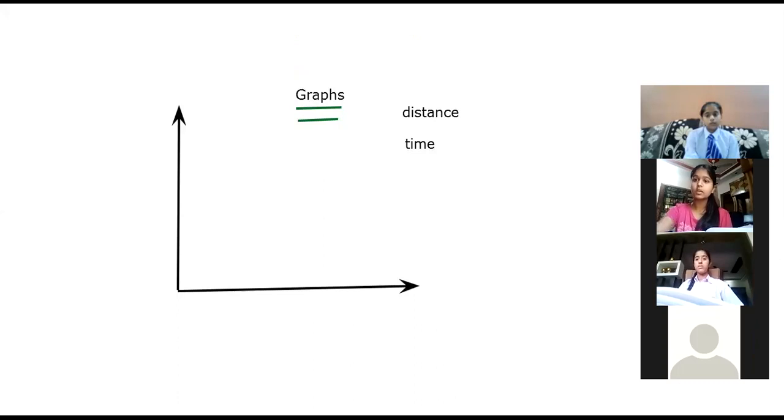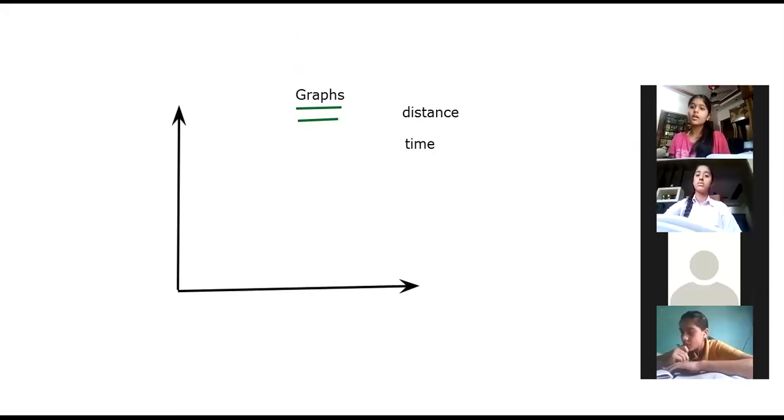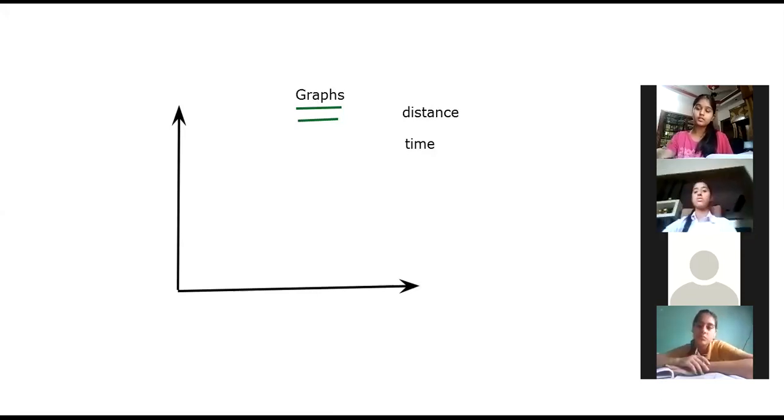Yes, beta. Ma'am, time will go through x-axis and distance will go through y-axis. Okay, any reason behind why it is so? Because ma'am, time will go through x-axis because time is an independent quantity, and distance will go through y-axis because it is a dependent quantity. Very good. Where have you done this?